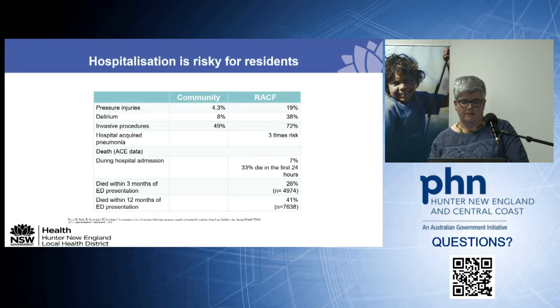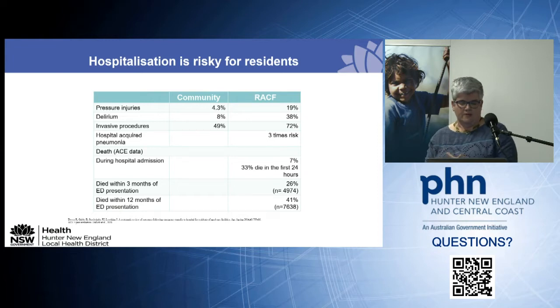Why are we worried about it? I think we forget how frail people are who are from aged care facilities. And this is a review article, but you can see the differences in hospital-acquired complications for someone from an aged care facility versus an older person living in the community. So someone in the community, 4.3% pressure injuries, aged care facility 19%, delirium 8% from the community, 38% from an aged care facility, invasive procedures, we do that to lots of people, but 49% in the community, 72% if you're from an aged care facility, 3 times more likely to get hospital-acquired pneumonia.